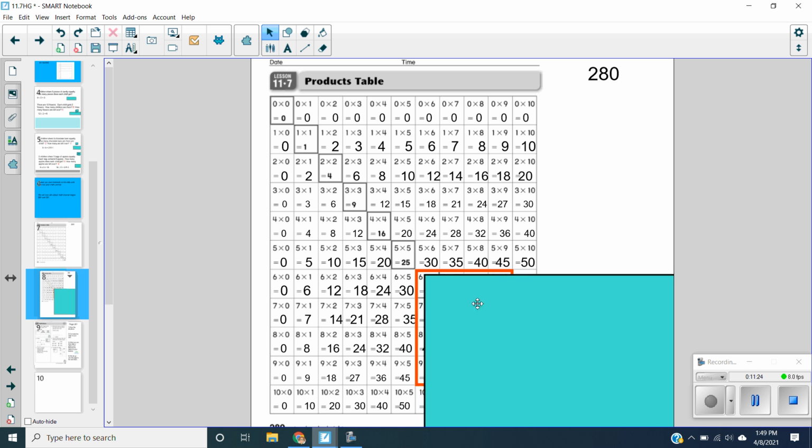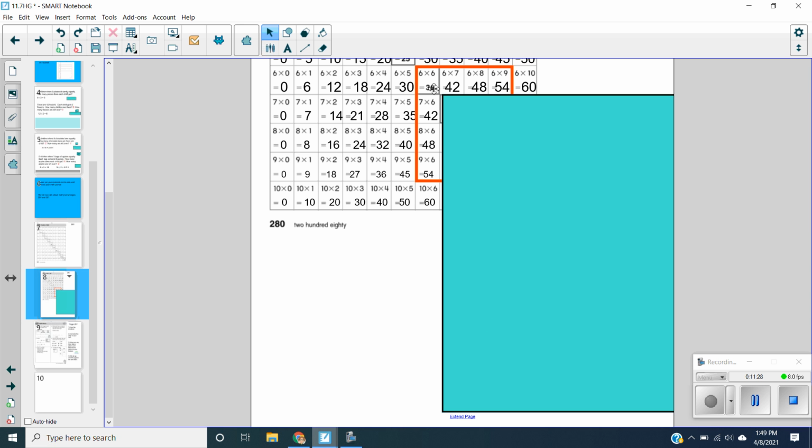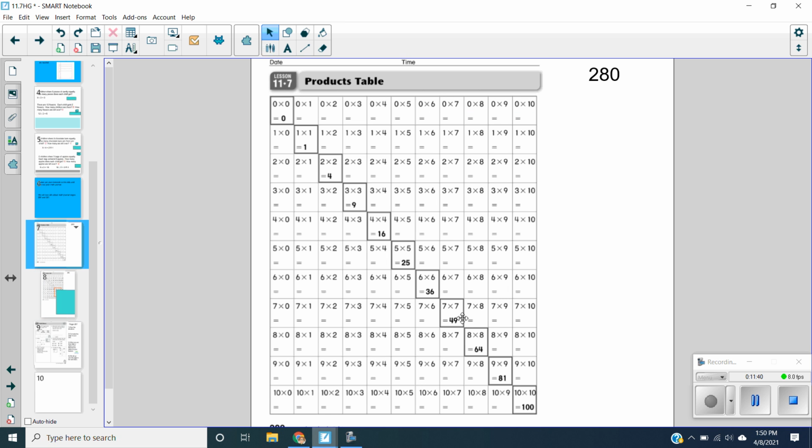All right, I'll reveal those 6s. So again, we were just adding 6 each time. So we have our 36, our 42, 48, 54. We do know those 10s with our 60. Our window's getting even smaller. We'll look at our 7s.